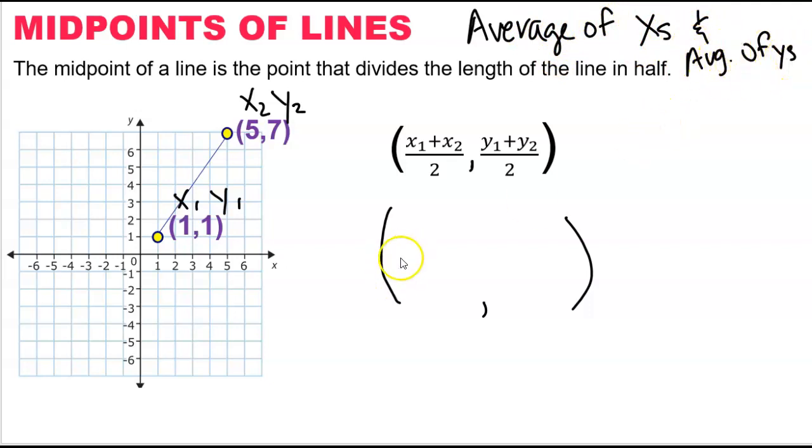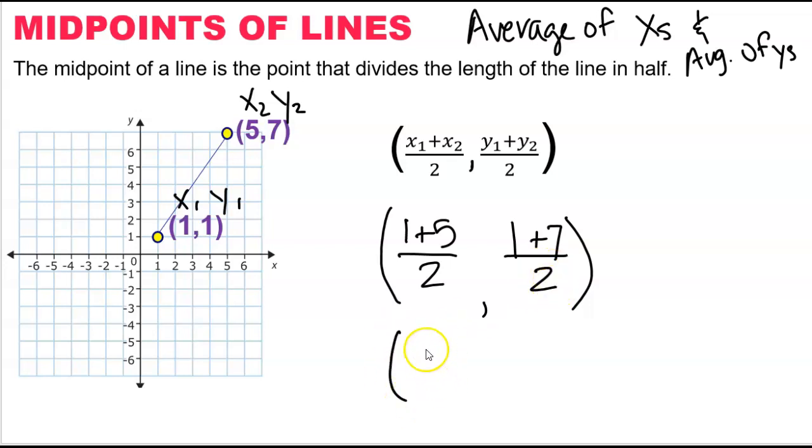Okay, so my two x's, I have 1 plus 5. And then there's 2 of them, so I'm going to divide by 2. Okay, for the y's, I add my y's, 1 plus 7, and then divide by 2. So I've got 1 plus 5, which is 6. I'm still dividing by 2. And that 1 plus 7, which is 8, divided by 2.